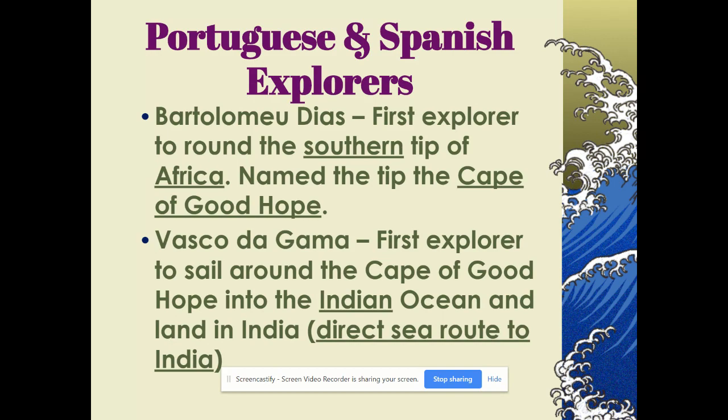Then the Portuguese first sent out Bartholomew Diaz. He gets all the way down Africa, gets to the southernmost tip of Africa, and he goes to an area of land called the Cape of Good Hope. Vasco da Gama goes next.